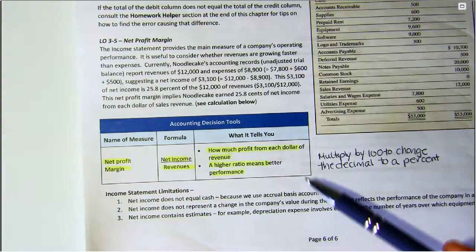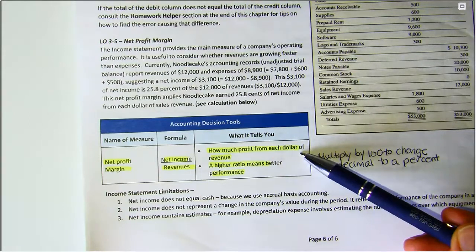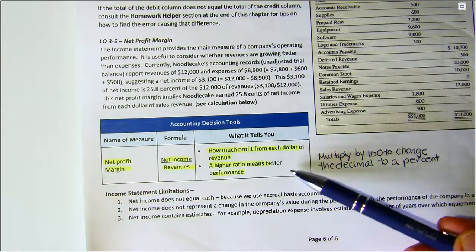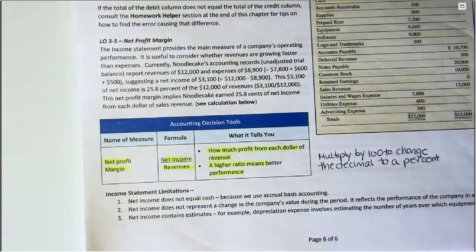So this tells us how much profit you're making from every single dollar of revenue, and a higher ratio means better performance. Now, it's good to use ratios when your dollars change dramatically from period to period. So, for example, if you normally have high sales in the months of October, November, and December, but much lower sales in the summer, you can tell whether you're still earning the same percent of net income out of every sales revenue dollar by calculating this formula.